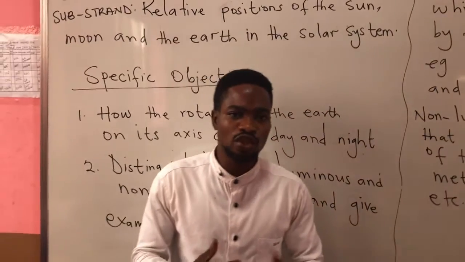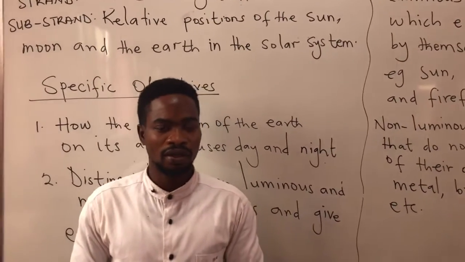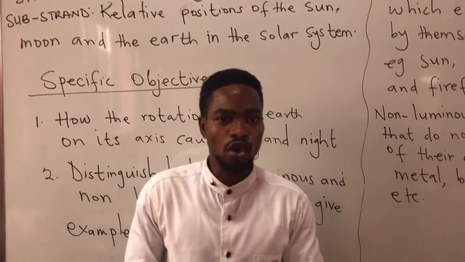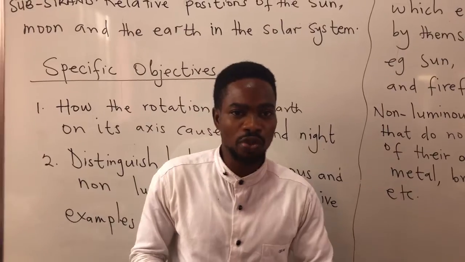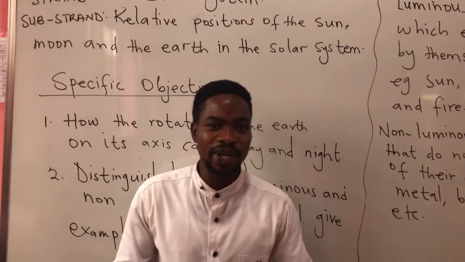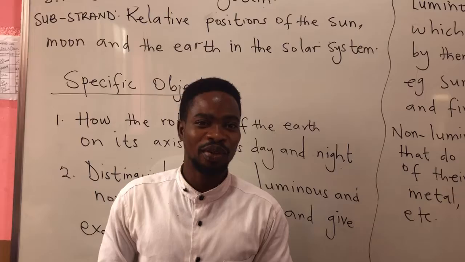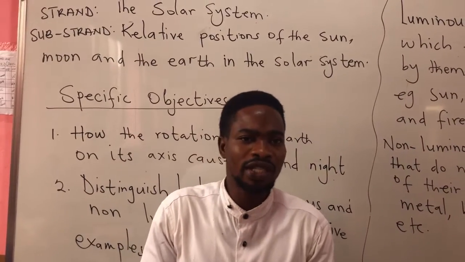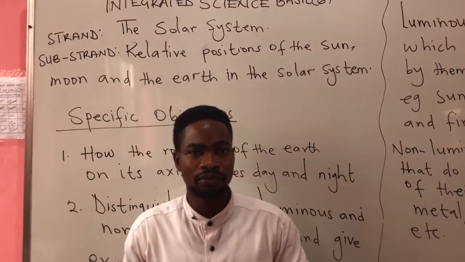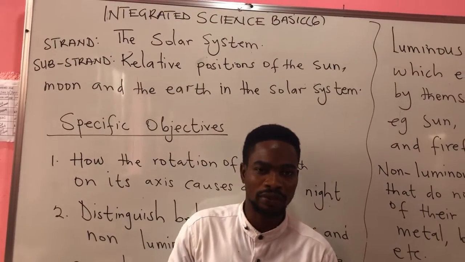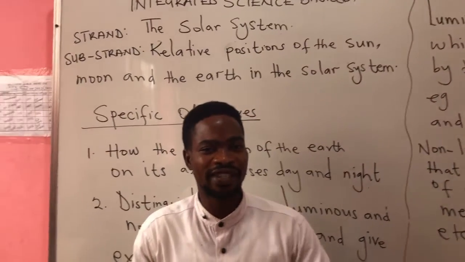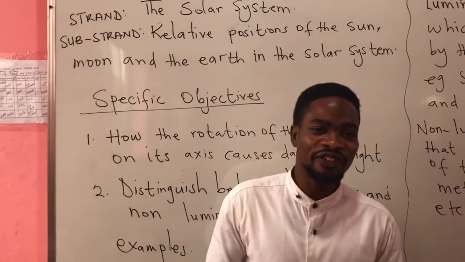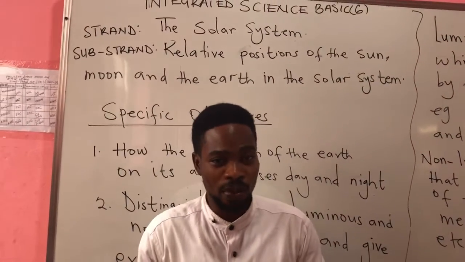Which planet is the smallest planet? The smallest planet is Mercury, and also the closest planet as well. Which planet is the biggest planet? The biggest planet is Jupiter. Now, what is the last planet in the solar system? That is Neptune. So, what is the hottest planet in the solar system? The hottest planet is Venus. Alright? I hope you've gotten it.